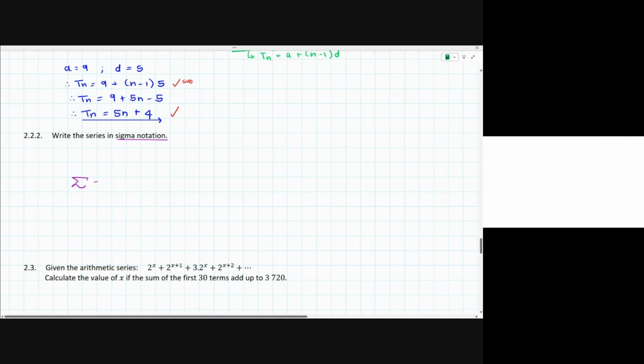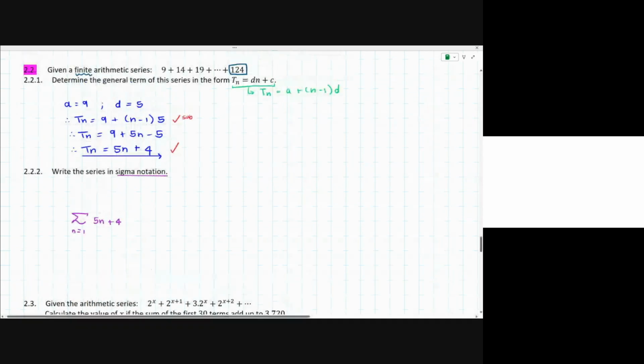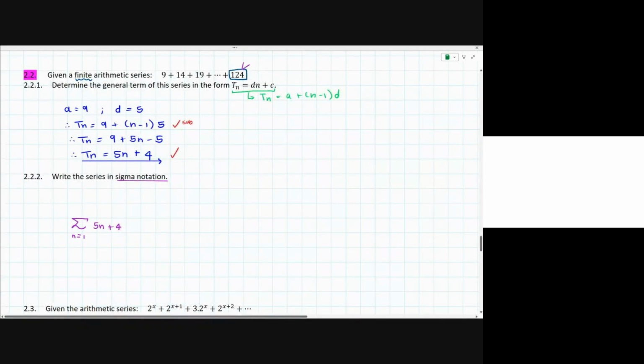We know that we've got 5n plus 4, and we know that we're going to start adding from the first term. So at the bottom, n is equal to 1. What we don't know, however, is the last term in our sequence that we add. We need to go find that. However, we do know the value of the last term in our sequence. So we know that t of some position is 124.